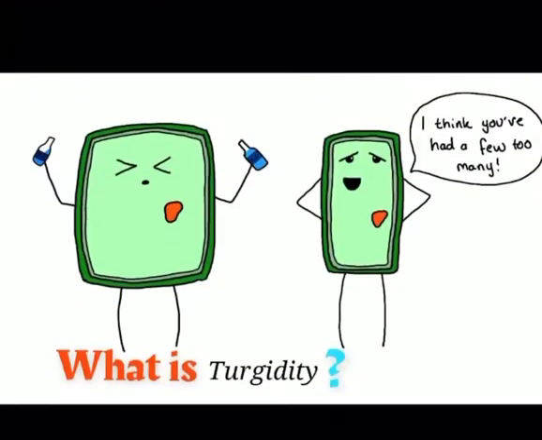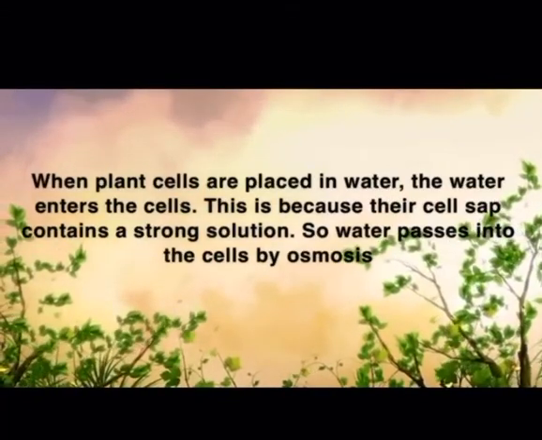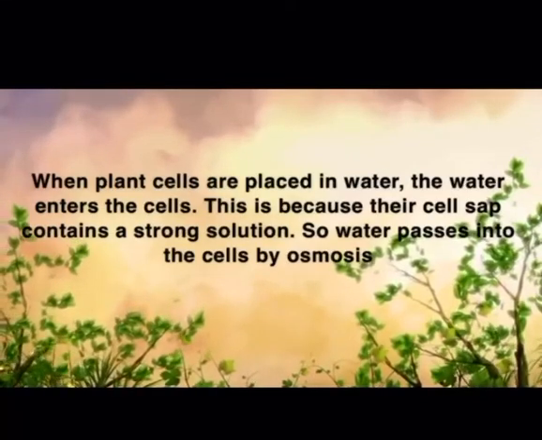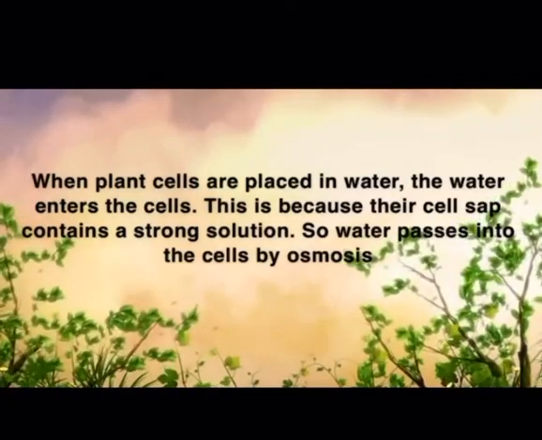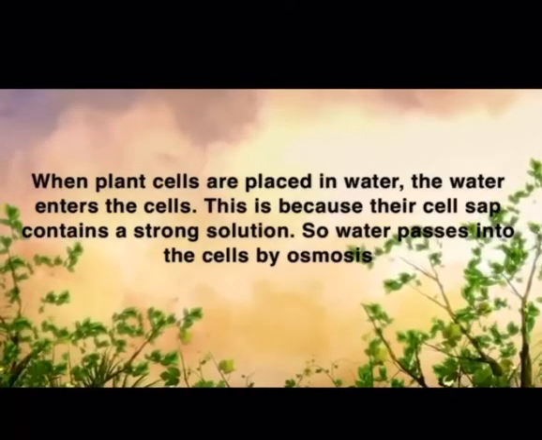So, today we will talk about turgidity. What is turgidity? When plant cells are placed in water, the water enters the cell. This is because their cell sap contains a strong solution, so water passes into the cells by osmosis.